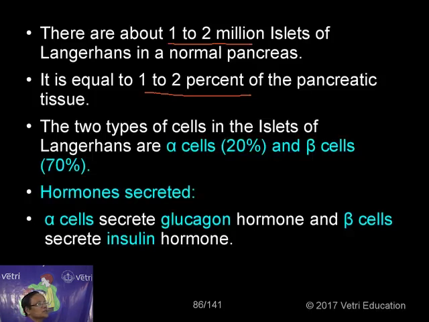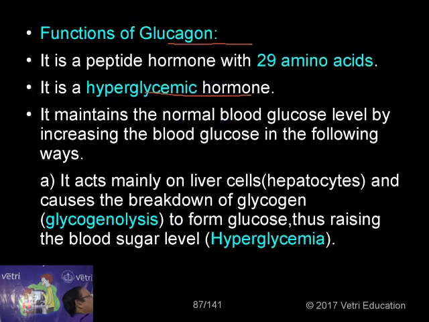Alpha cells constitute 20%, secreting glucagon, and beta cells secrete insulin, constituting 70% of the total. So, regarding the hormones secreted, the alpha cell secretes glucagon, and the beta cell secretes insulin.